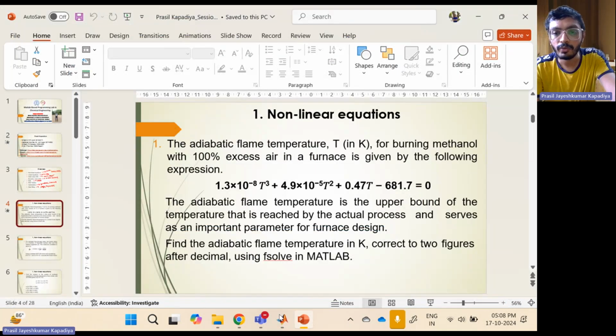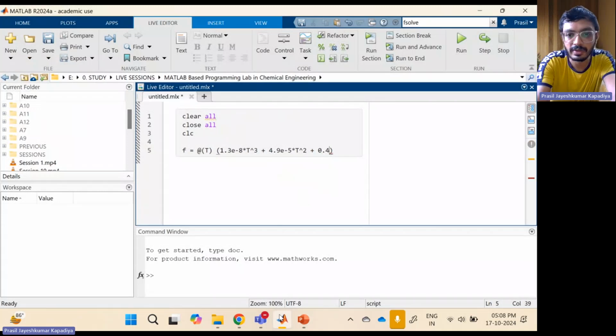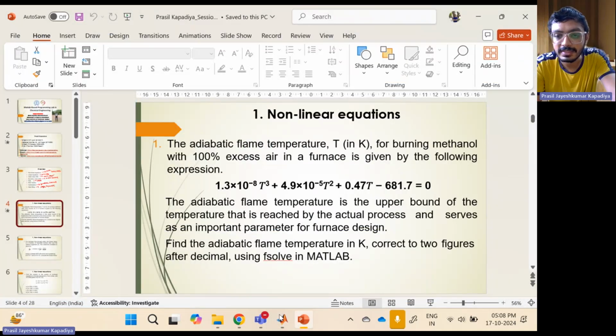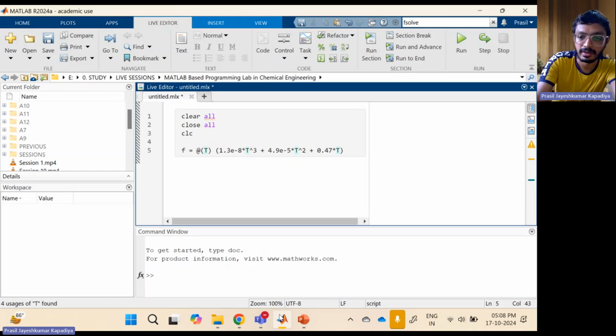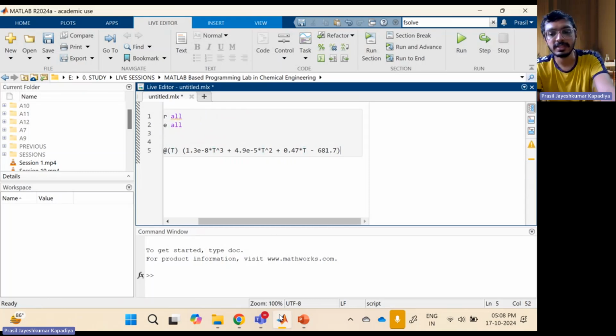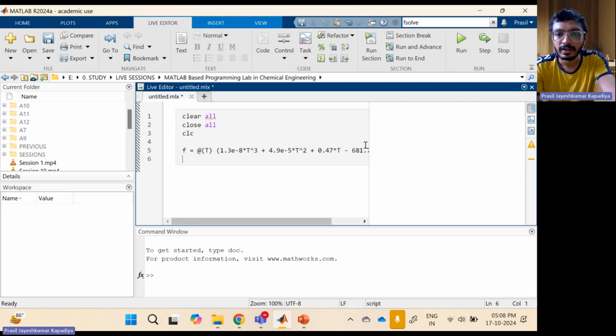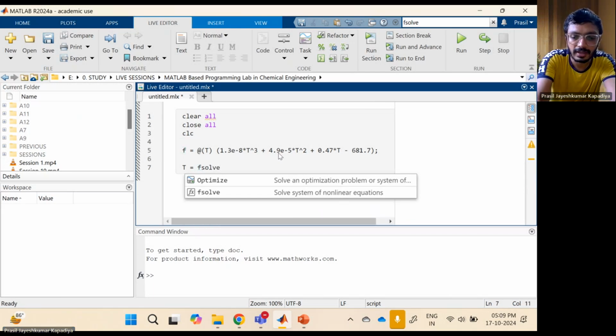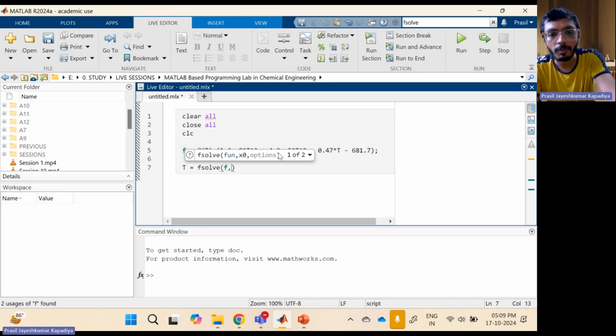then 0.47 into T, minus 681.7. So this is my function. I have written it down, so my equation is ready. So what do I need to do now? What is the syntax? Let's say this is my solution. So I am writing T is equal to fsolve, then function, comma, initial guess.